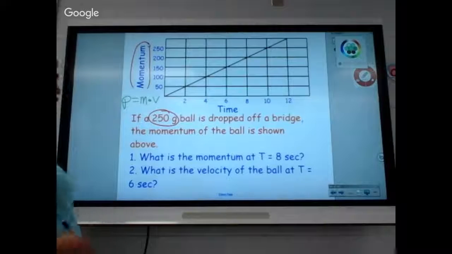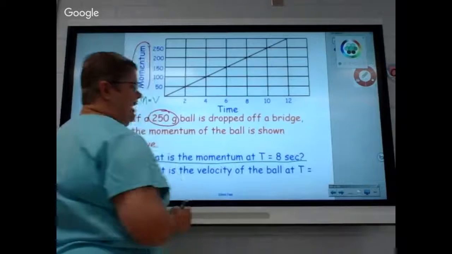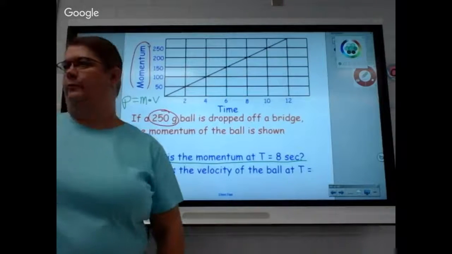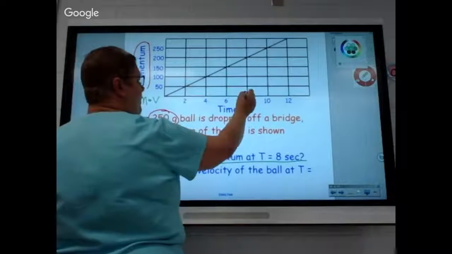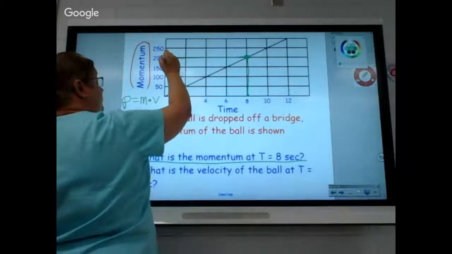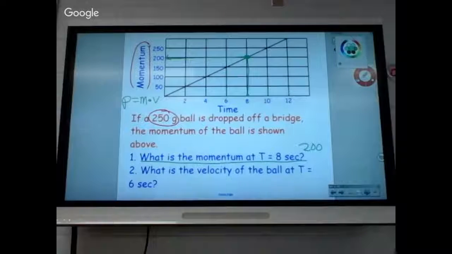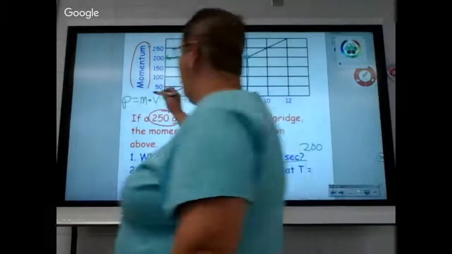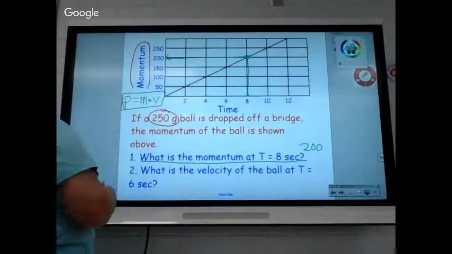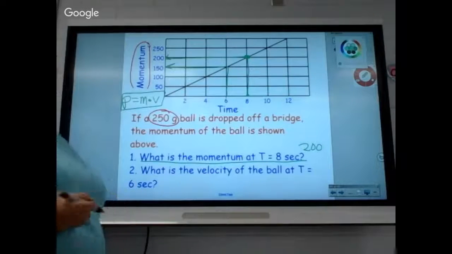Now, the question in number 1 says, what is the momentum at t equals 8 seconds? Find 8 on the graph. You would read up to the graph, and then what would the momentum be? 200. Any trouble with reading the graph? No, ma'am. Now, the second one wants the velocity at t equals 6 seconds. This is why I pointed out this formula that you already know. So 6 seconds. 150. So the momentum is 150.